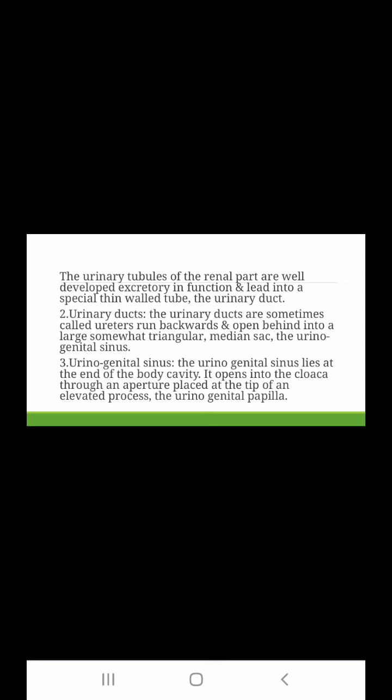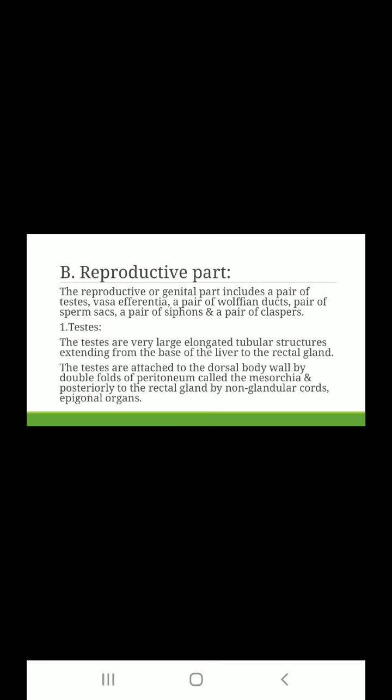Second is the urinary duct. The urinary ducts, sometimes called ureters, run backwards and open behind into a large, somewhat triangular median sac, the urinogenital sinus. The next one is the urinogenital sinus. The urinogenital sinus lies at the end of the body cavity and opens into the cloaca through an aperture placed at the tip of an elevated process, the urinogenital papilla.